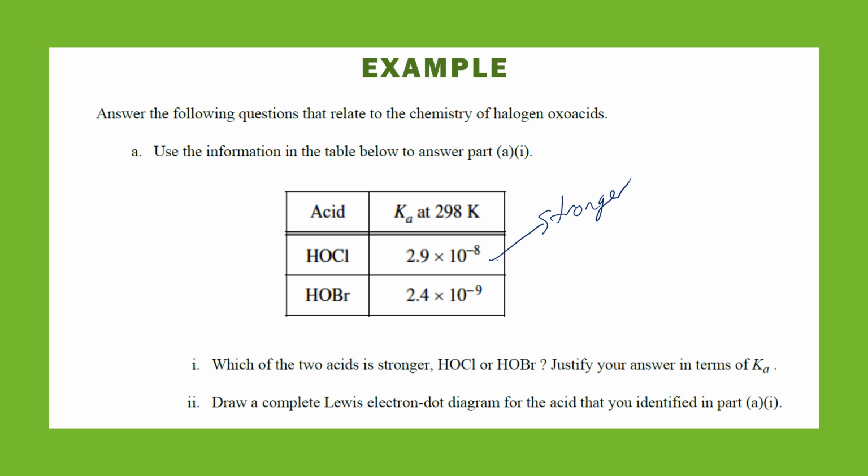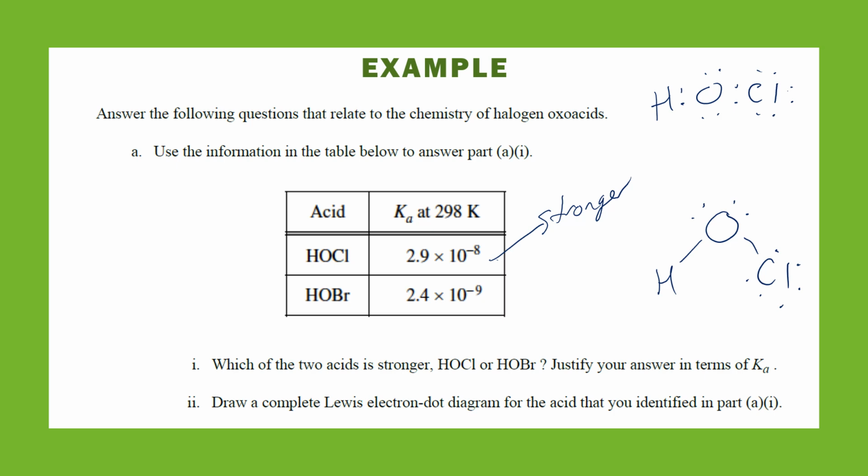For part II, draw a complete Lewis electron dot diagram for the acid that you identified in part A. So you'll have the oxygen in the middle and the hydrogen and the chlorine are on the outside. The oxygen and the chlorine have lone pairs. If you used dots instead of the lines for the bonds, that's fine. The Lewis dot diagram would look like this, and that's fine too. Either way is okay. That one was worth 2 points.